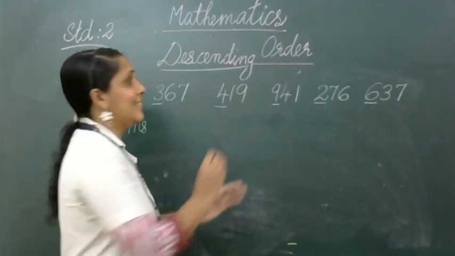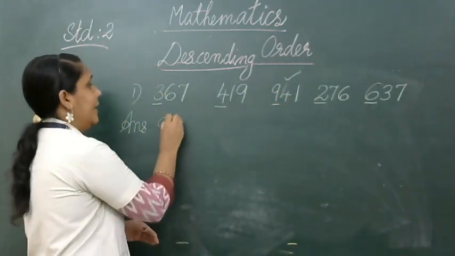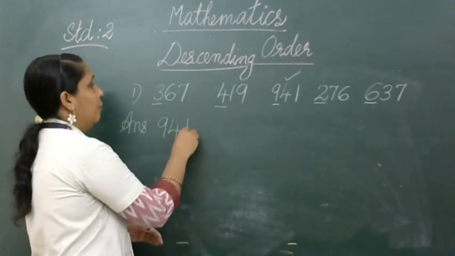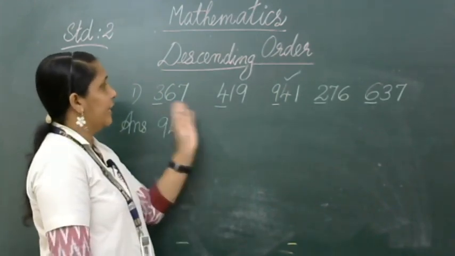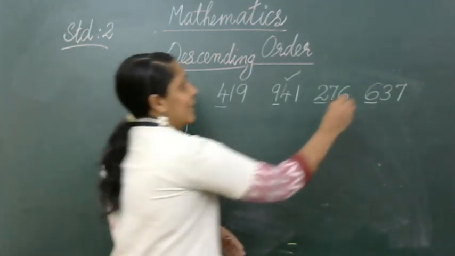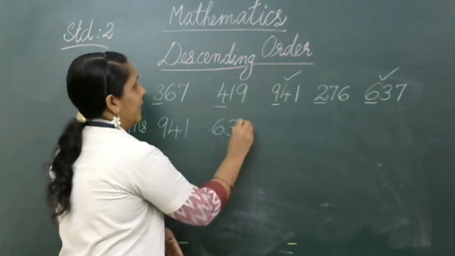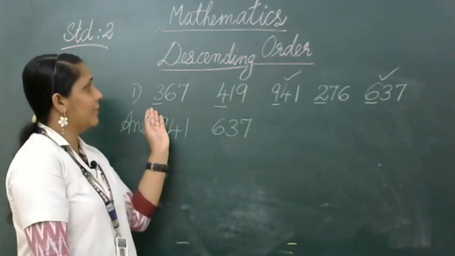Biggest number is 941. So first we will write 941. Then what is the next one? 3, 4, 2, 6. Which is the biggest? Yes, it is 637. Next we have to find what is the next one?